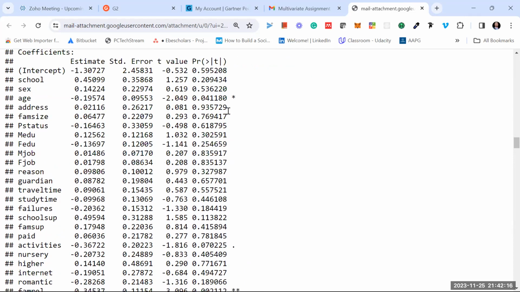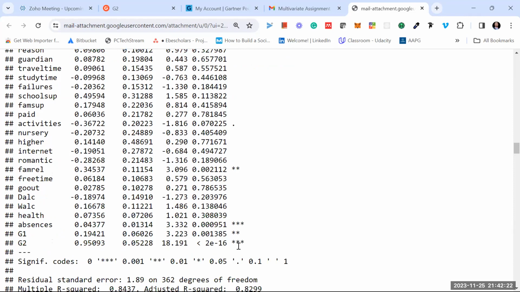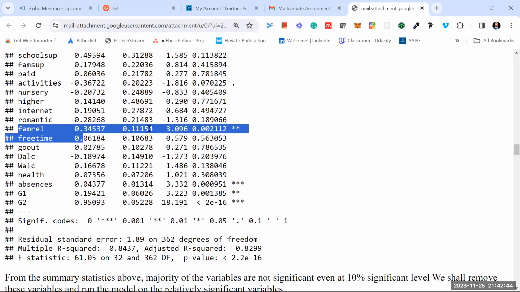So let's look here. Which of these are actually significant? Look at this assignment. You can see that these three here, 1, 2, 3, are very significant. Whether a student is absent in class or not will determine what the student gets in their final grade. Of course, we've been told earlier that G1 and G2 are very significant, all right? Another one that is significant is this family relationship, very significant.